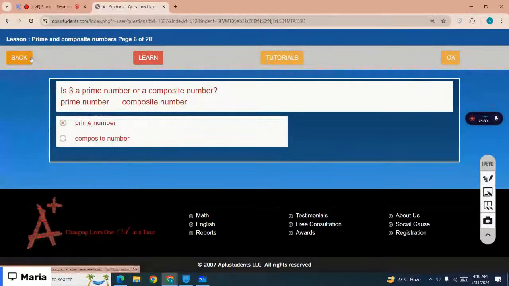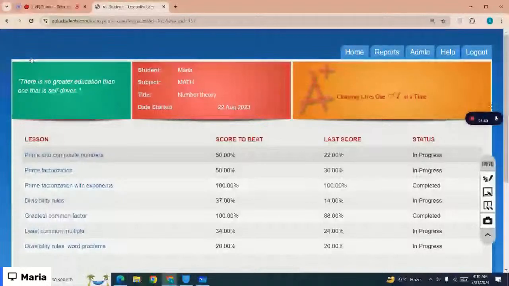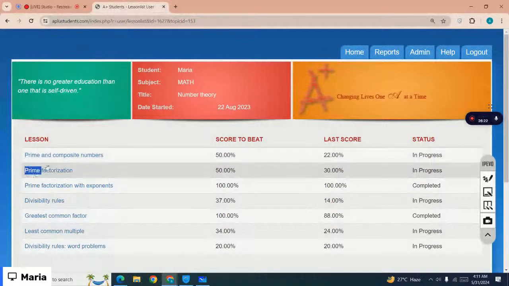The next one is prime factorization. That means you need to factorize a number so that all the factors are prime numbers.